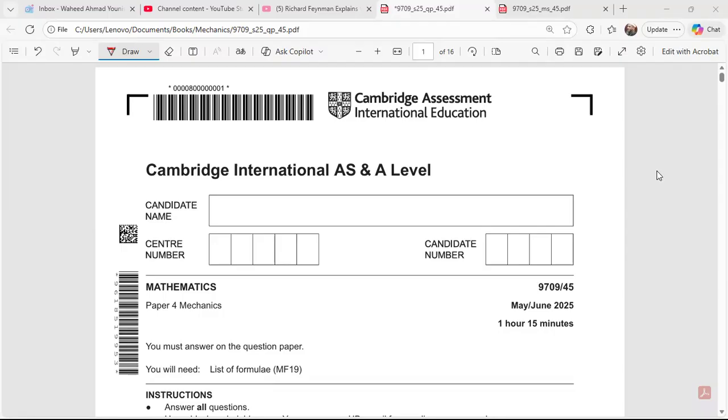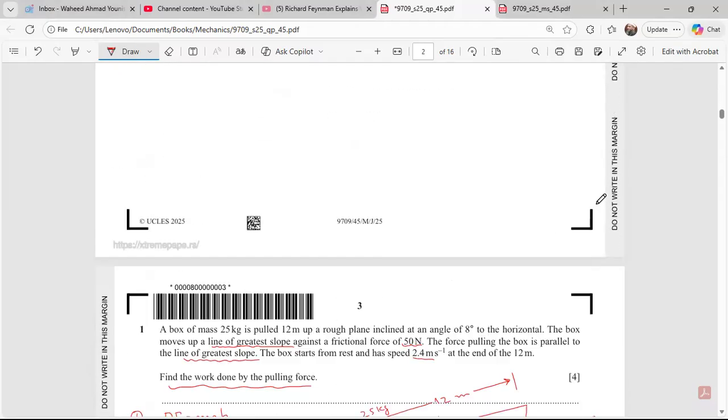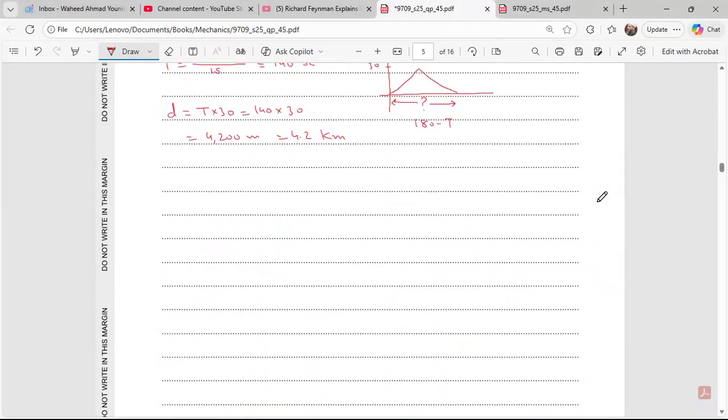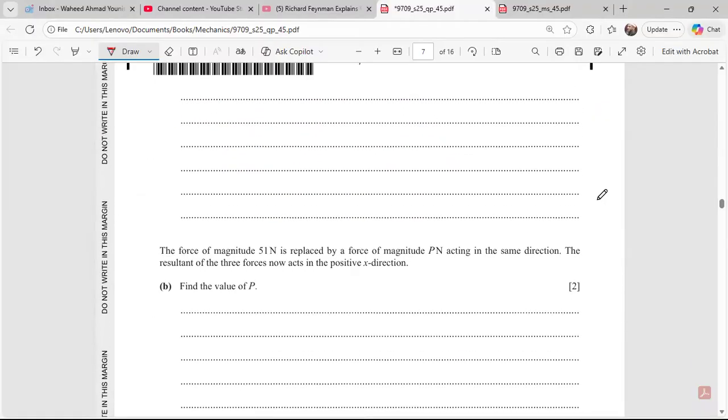We will be solving this exam. It is mathematics, paper 4 mechanics, May June 2025. We have already solved six of these questions, so only the last one is left. So let's try to do that one.